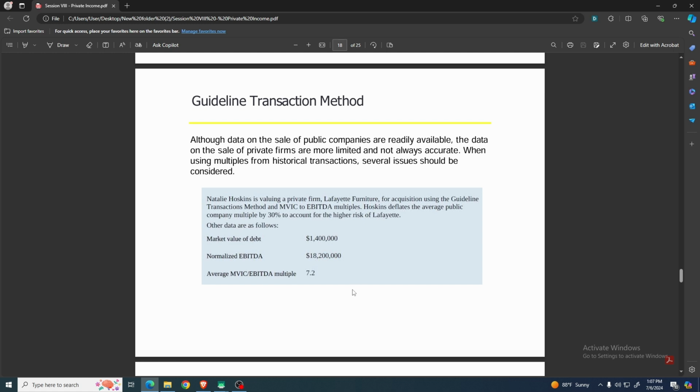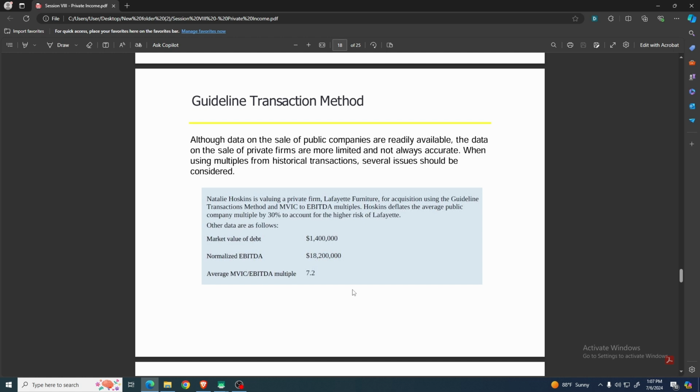And then finally, calculate the MVIC and the equity value. By multiplying the normalized EBITDA by the adjusted multiple, we arrive at the MVIC. This represents the total value of the company's equity and debt. Subtracting the market value of debt from MVIC gives us the equity value, providing a clear estimate of what the equity in Lafayette Furniture is worth. Now, I think we have a clear idea of the equity calculation, so let's apply this to the overall calculation.